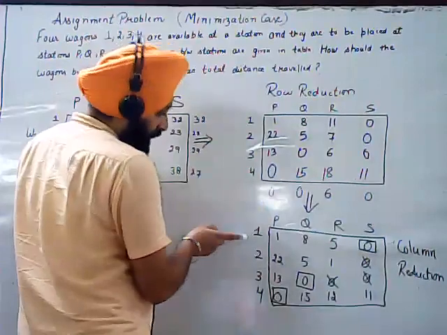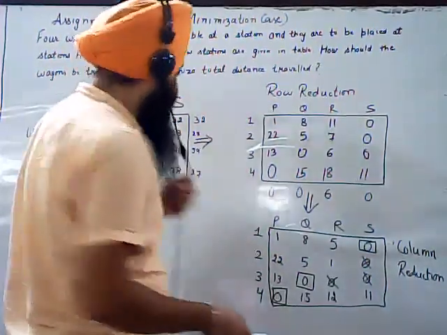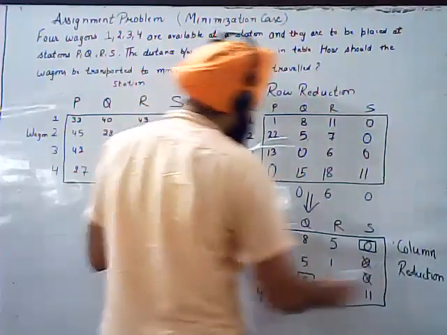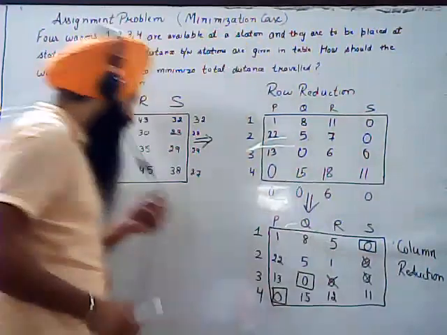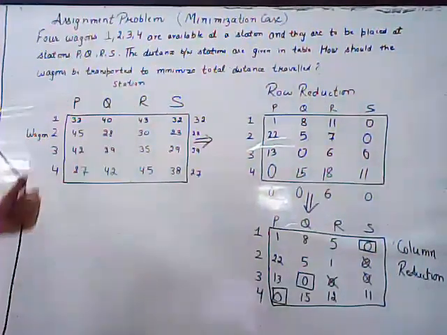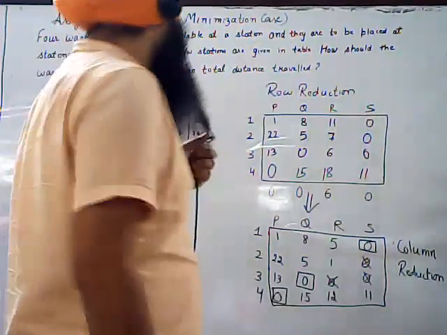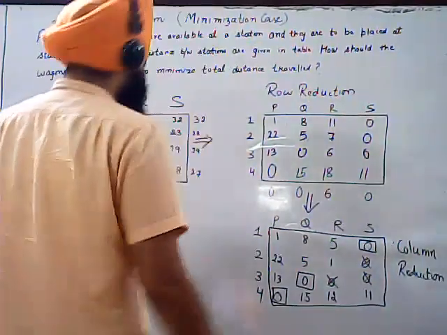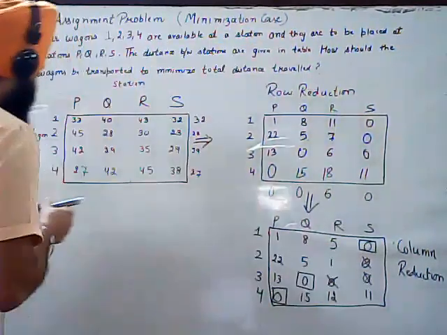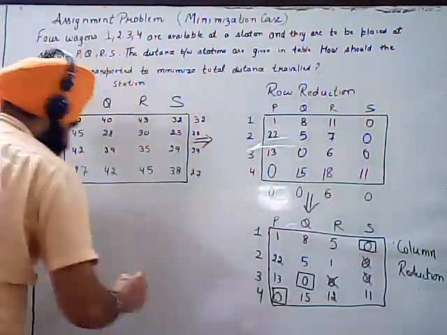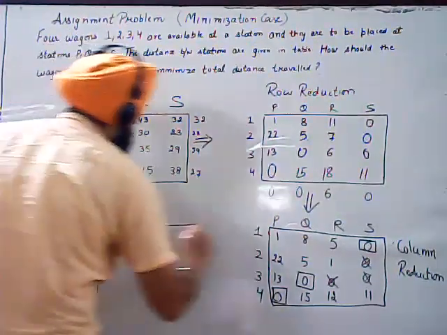Now wagon number 1, wagon number 3 and wagon number 4 are already assigned, but there is no zero in row number 2. So there are only 3 assignments instead of 4 assignments. So the next step is we have to draw the minimum number of lines so that all zeros having assignments must be covered.